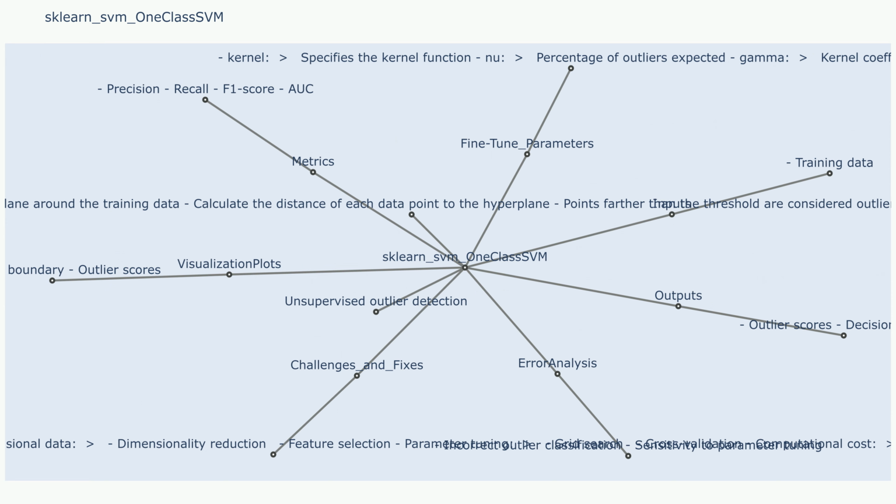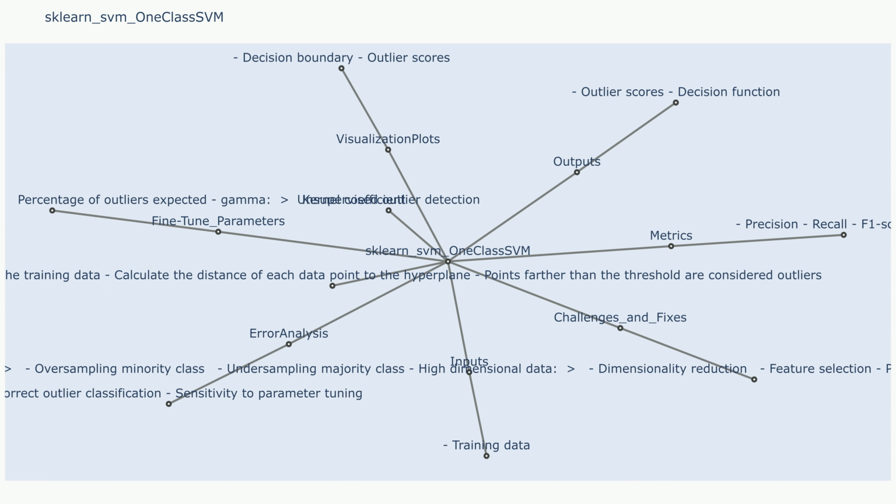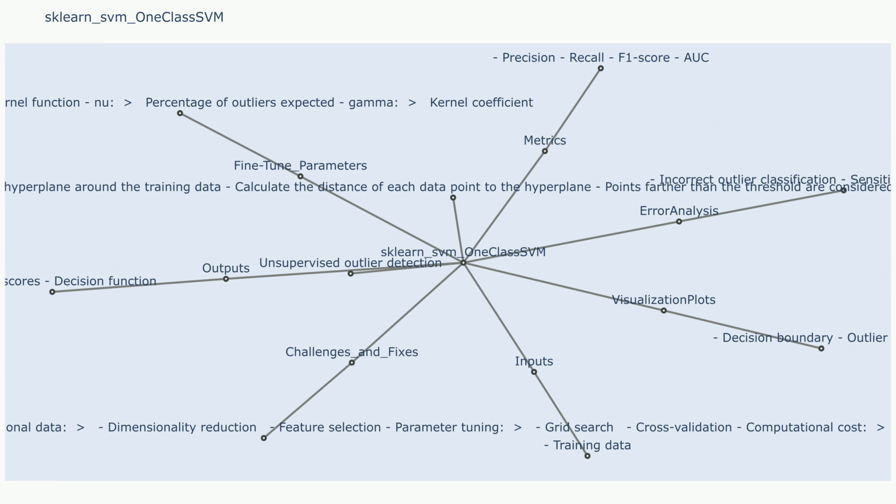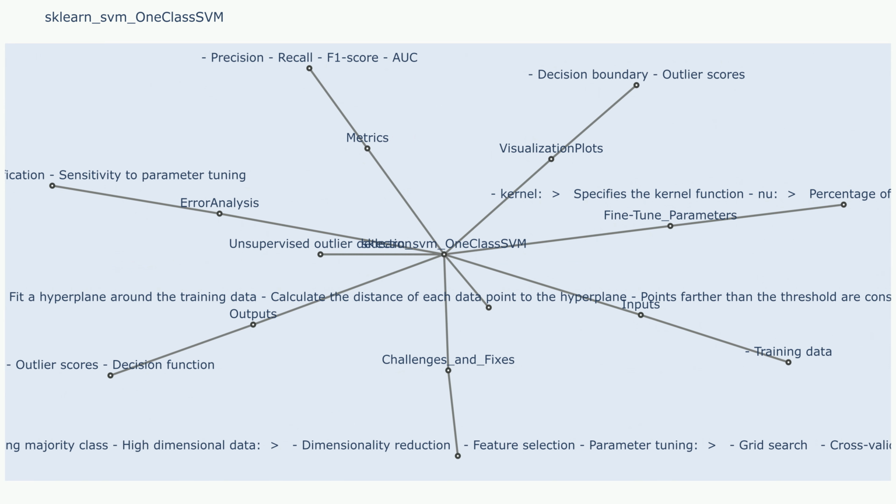Challenge 2: handling imbalanced datasets where the number of anomalies is significantly less than the number of normal data points. Sample use case: anomaly detection in network traffic, where the majority of data points are normal and anomalies are rare events. Fixes: use techniques like oversampling or undersampling to balance the dataset. Consider using outlier detection algorithms designed specifically for imbalanced data.